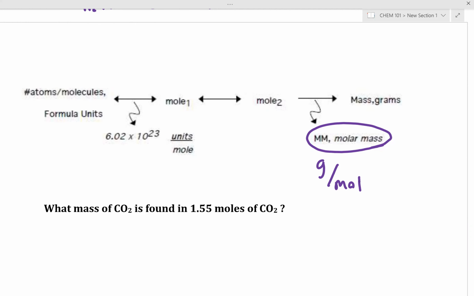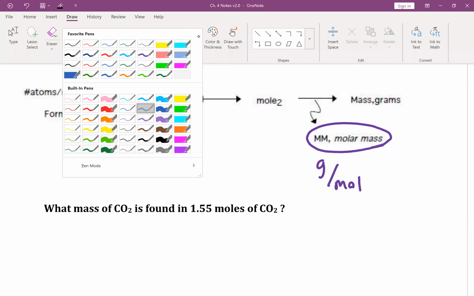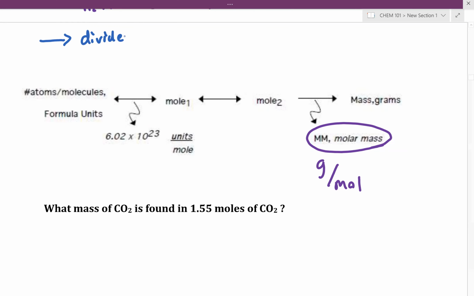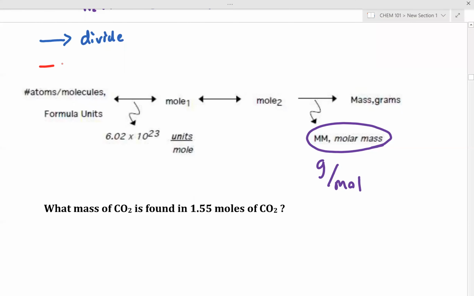So what I'm showing you is how to go between different units of measurements, and we're going to talk about what conversion factors to use. So first and foremost, let's color code this. I always like to use color. So if you see an arrow in blue, you're going to divide by our conversion factor. If you see an arrow in red, that means you're going to multiply.